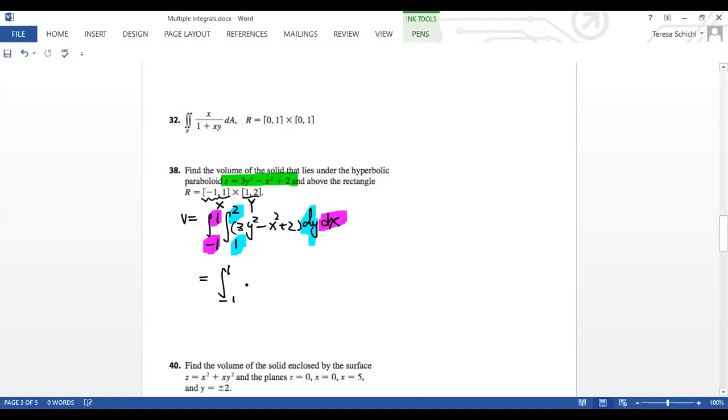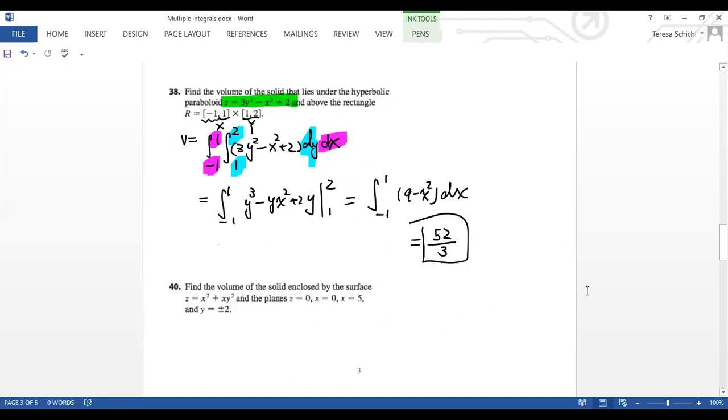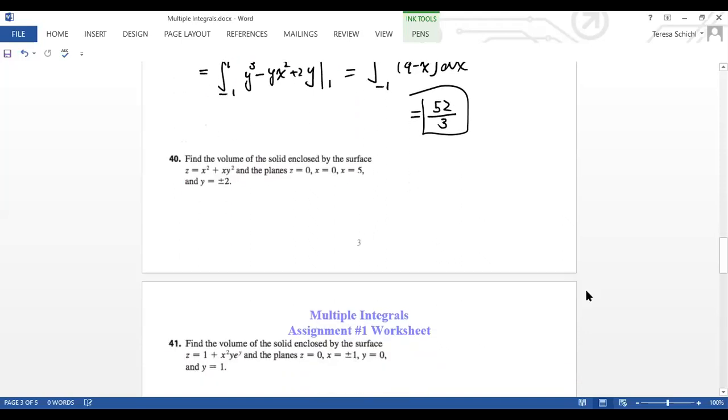So this integration is super easy, right? It's yx squared plus 2y. Treat x as a constant. Then you put in the 1 and the 2, and you will get the integral from negative 1 to 1 of 9 minus x squared dx. It's a pretty straightforward integration. So the volume under that is 52 over 3. Okay, this one is pretty easy. Like I said, this section of the homework is very routine and mechanical, but it's very easy.